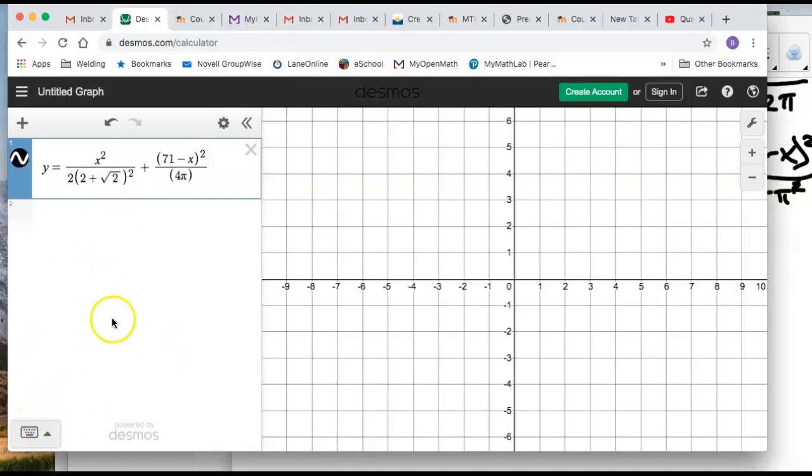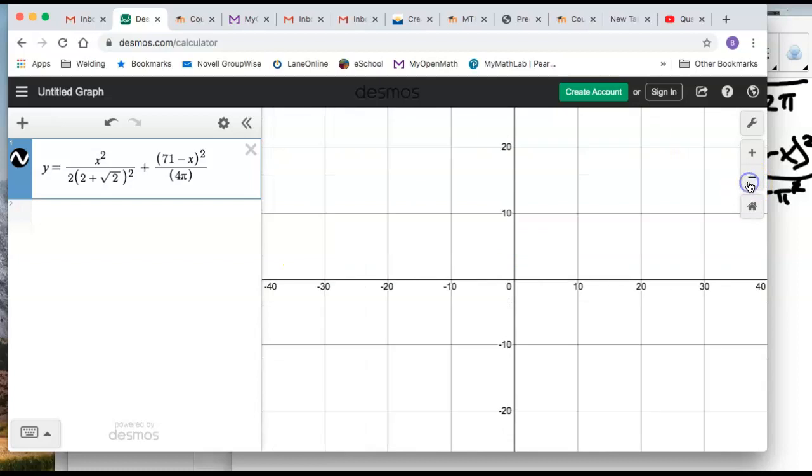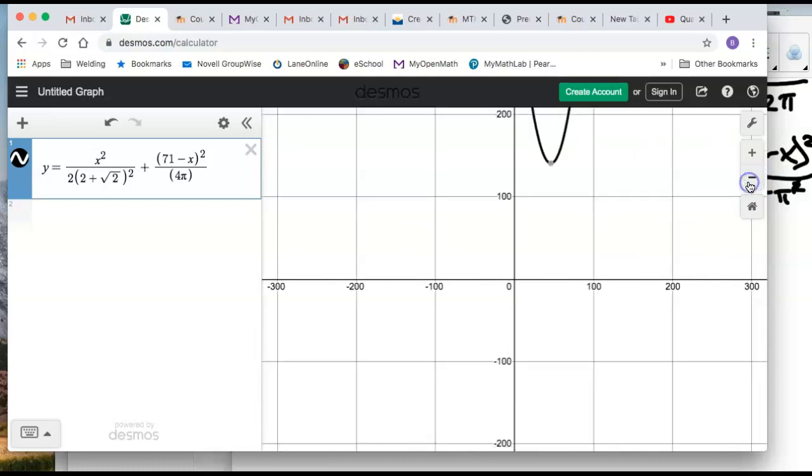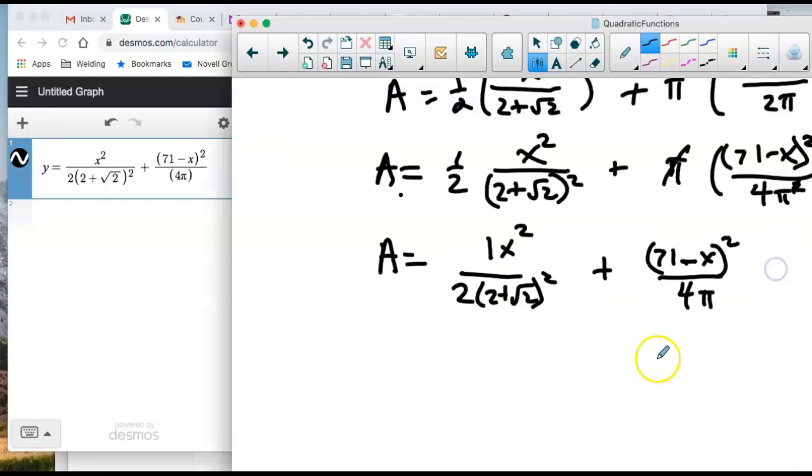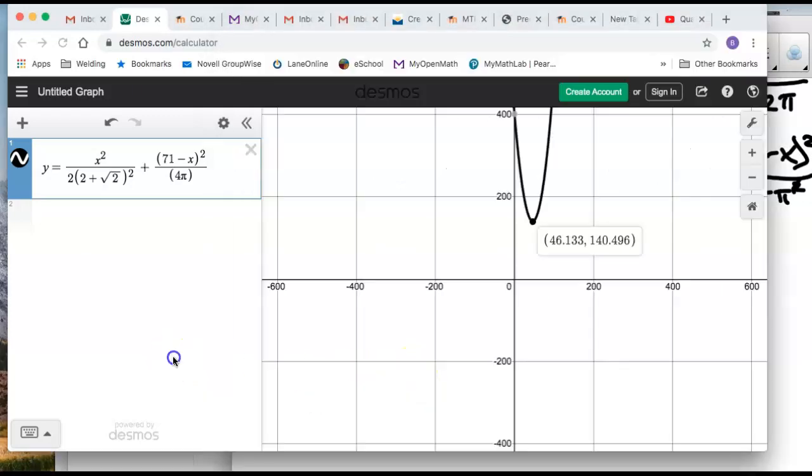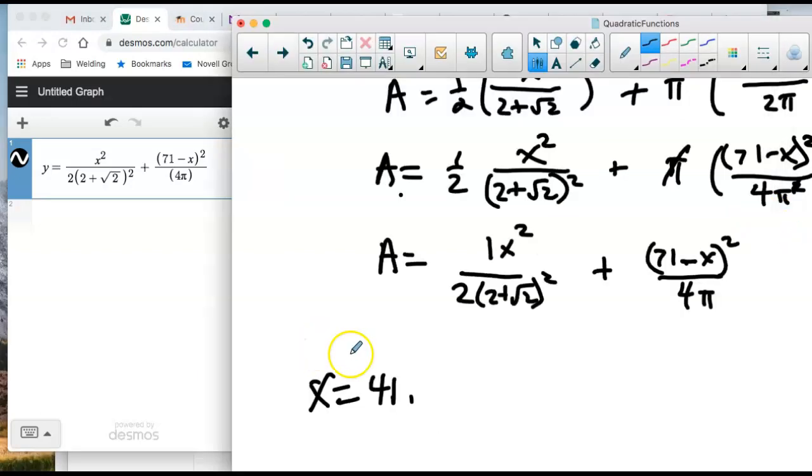Okay, so they match up, but we don't see a graph. So what we need to do is zoom out here to see this graph. It's just very far out from the graph. There it is. So it is a minimum. So our value here is 46.133 for our x value. So x equals 46.133. So that's our answer for the value of x.